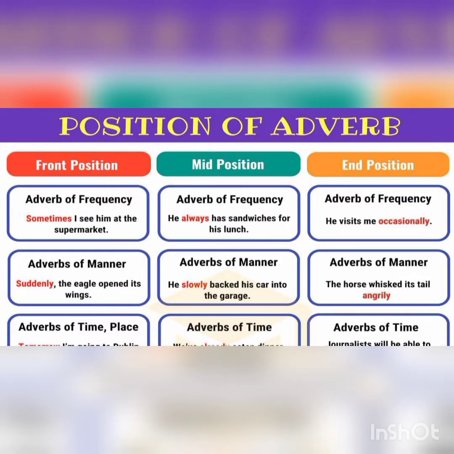Next topic is position of adverbs. How an adverb is placed in a sentence. It can be in front position, mid position and end position. For example, "Sometimes I see him at the supermarket." In this sentence, sometimes is an adverb which is placed at front position. "He always had sandwiches for his lunch." In this sentence, an adverb is in mid position. And the last one is "He visits me occasionally." Occasionally is an adverb which is placed at the end position in a sentence.